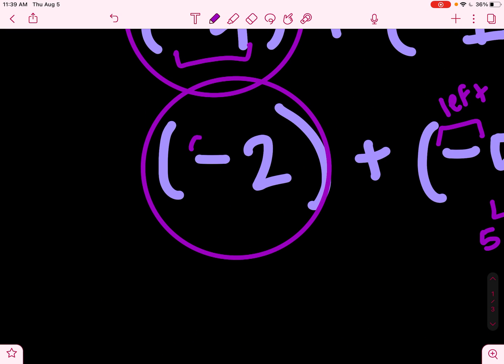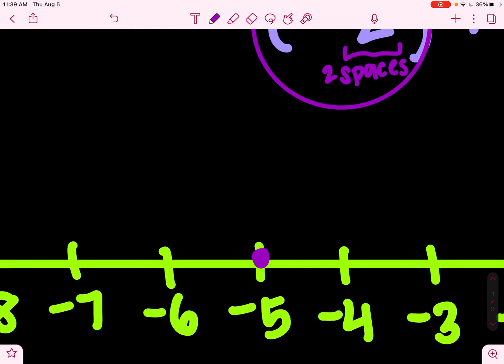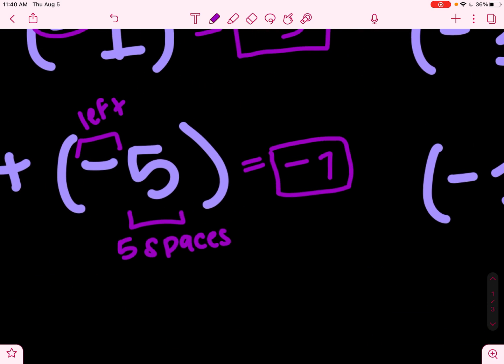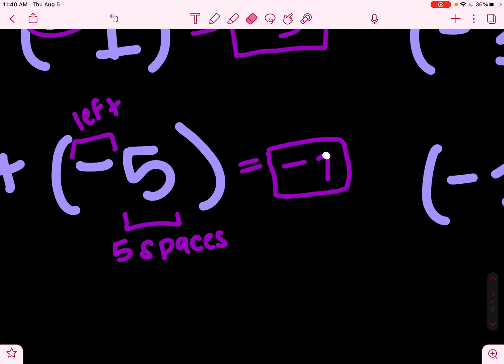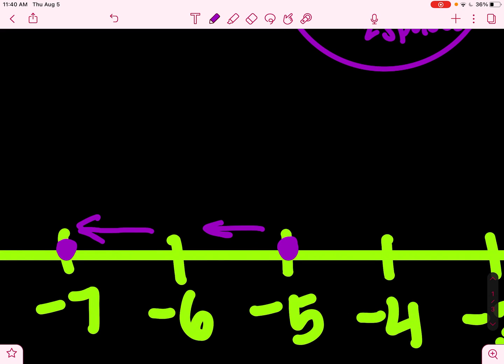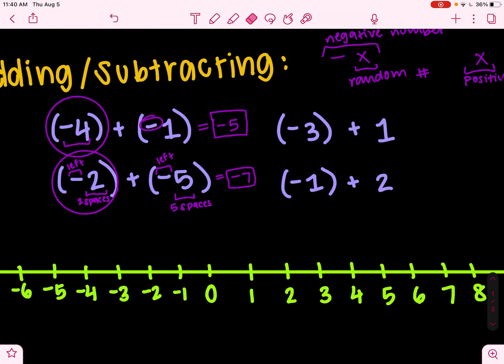And now all you have to do, remember this means left, and this means 2 spaces. So now all you have to do is move 2 spaces to the left. 1 and 2. And you also end up at the same number that we got in our first method, which was negative 7. Sorry, that almost looks like a 1. Let me correct that. Okay, negative 7. So you end up at the same place, but it's much faster. So you can try to find an easier way to do problems like that.